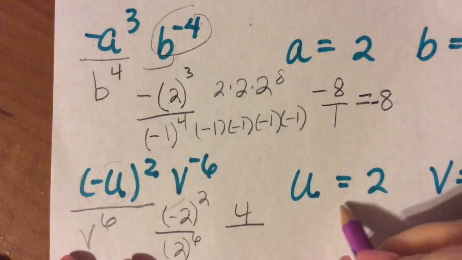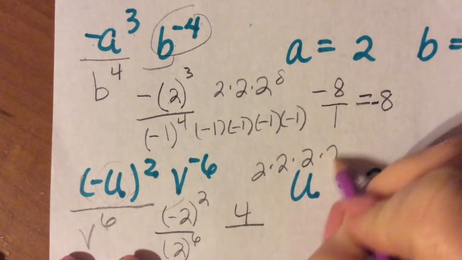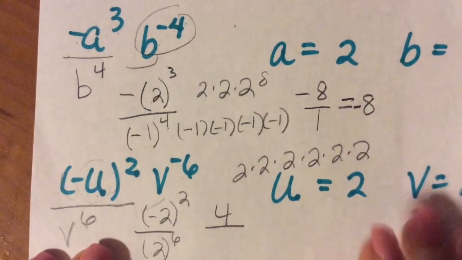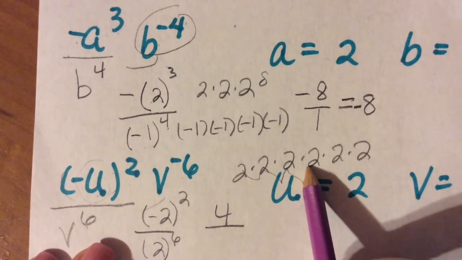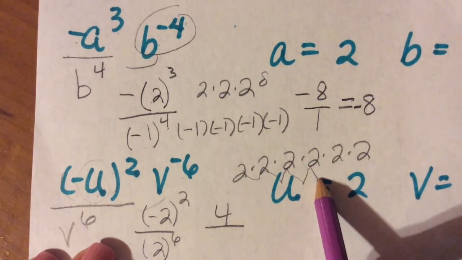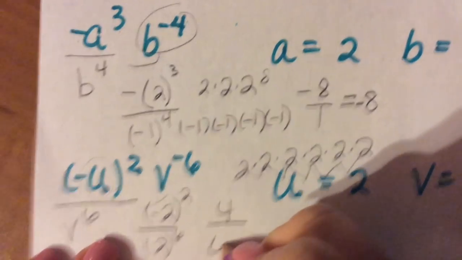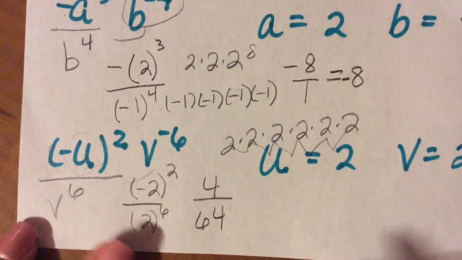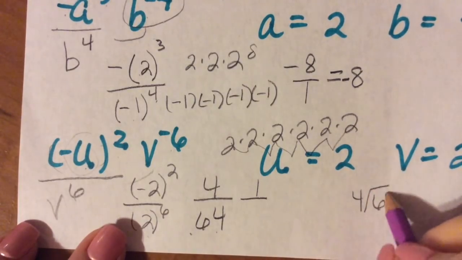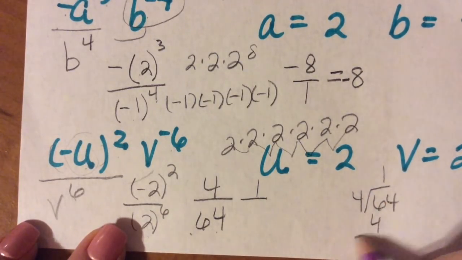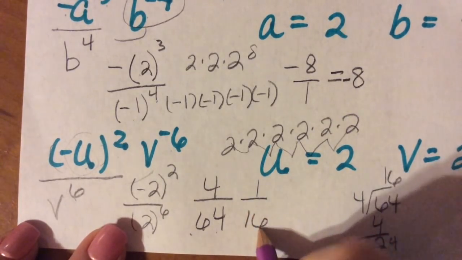And 2 to the 6th power means it's 2 times 2 times 2 times 2 times 2 times 2. So this is 4. This is 8. 8 times 2 is 16. 16 times 2 is 32. And 32 times 2 is 64. Once again, we're going to see how many 4s we can take out. I can take out 1 here. And I believe here, let's see, 4 into 64 goes once, 1 left over, goes in there 6 times. So it is 1 over 16.